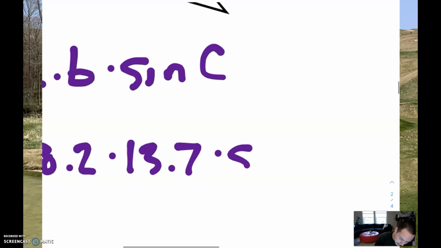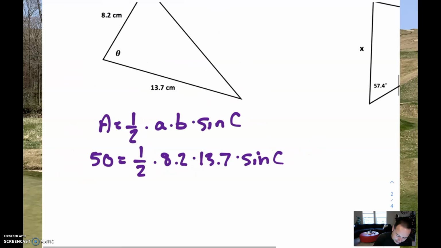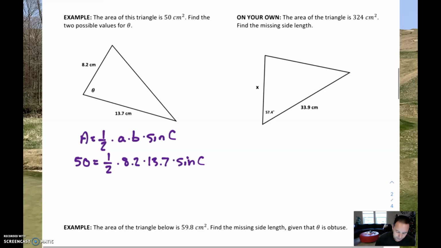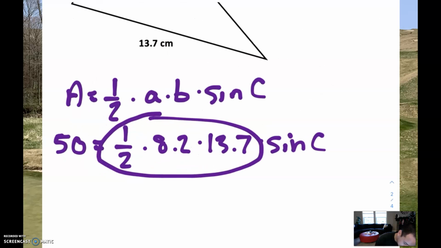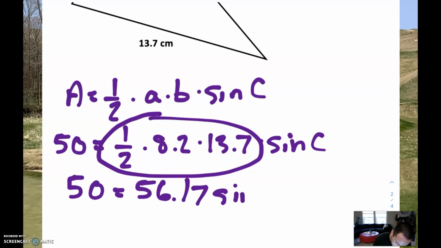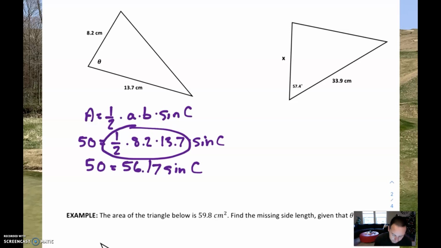And then it's still times sine of C. Now, if I'm trying to solve for C, I have to get C all by itself. So I'm going to take all of this here, and multiply them all together. So if you multiply 1/2 times 8.2 times 13.7, I believe that gives you 56.17. So simply multiplying those together.